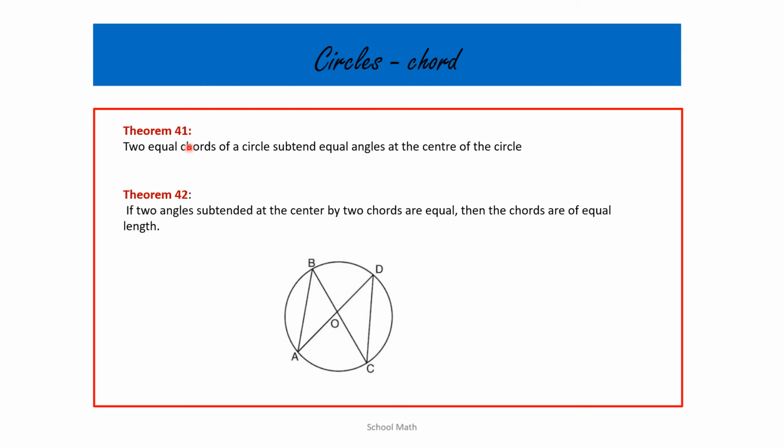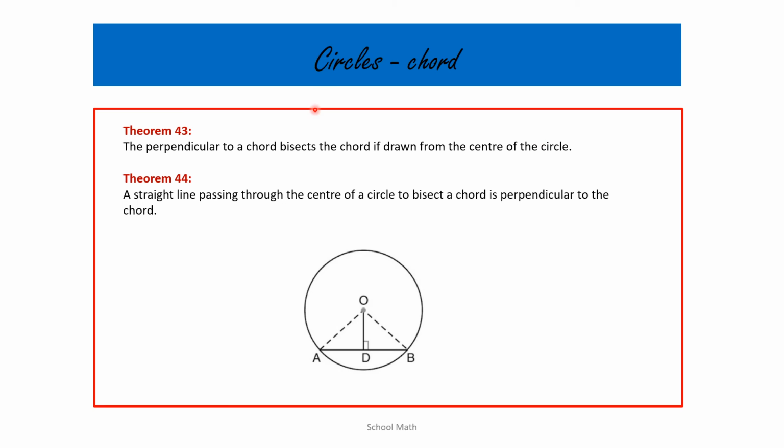Chord. Theorem 41. Two equal chords of a circle subtend equal angles at the center of the circle. Theorem 42. If two angles subtended at the center by two chords are equal, then the chords are of equal length. Theorem 43. The perpendicular to a chord from the center of the circle bisects the chord. Theorem 44. A straight line passing through the center of the circle that bisects a chord is perpendicular to the chord.